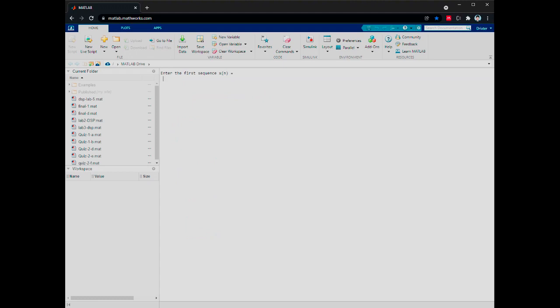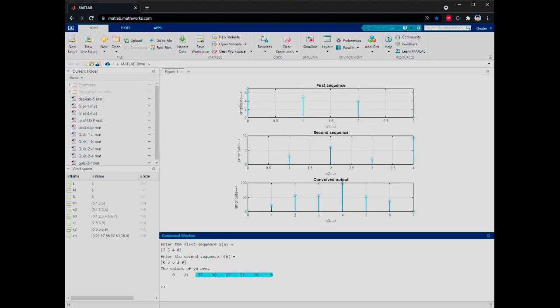So the first sequence is the impulse sequence of 7, 5, 4 and 0. Then the impulse response is 0, 3, 6, 2, 9. So let's see the linear convolution. The values are 0, 21, 57, 56, 97, 53, 36 and 0.